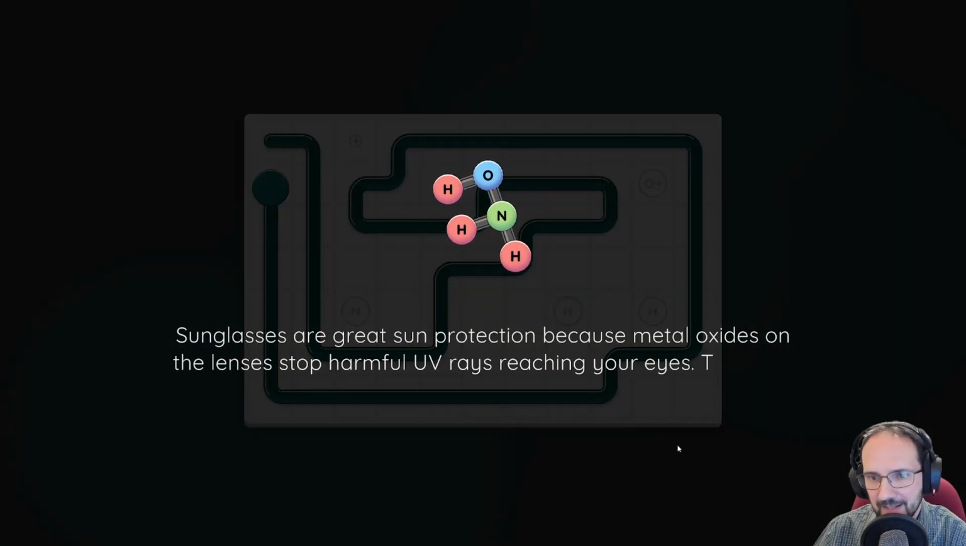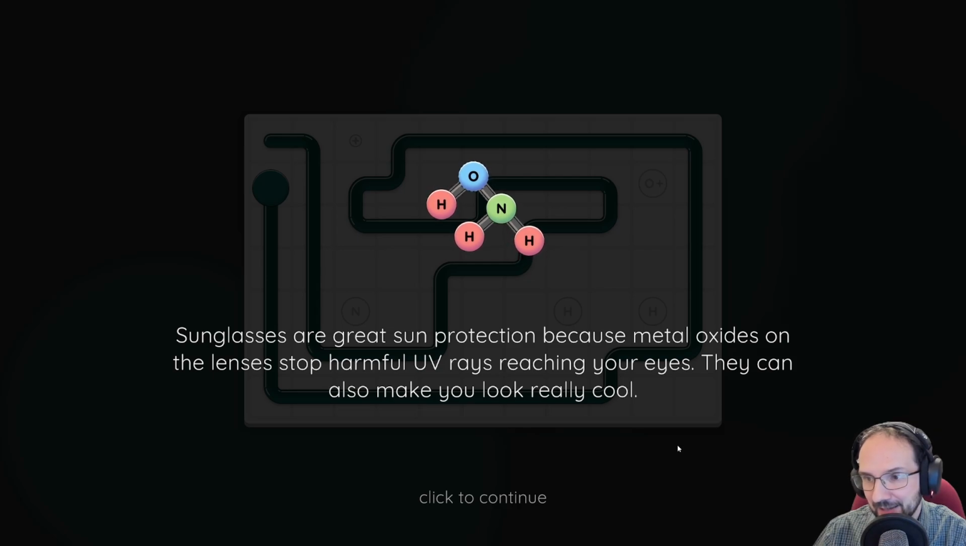Nice. Sunglasses are great sun protection because metal oxides on the lenses stop harmful UV rays reaching your eyes. They can also make you look really cool.